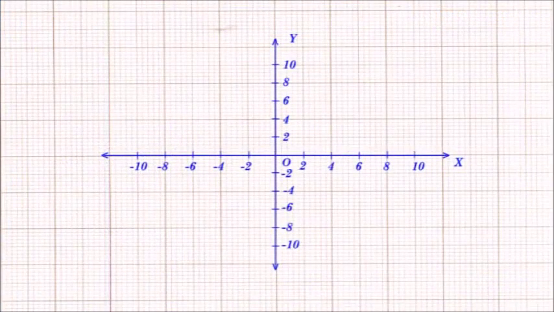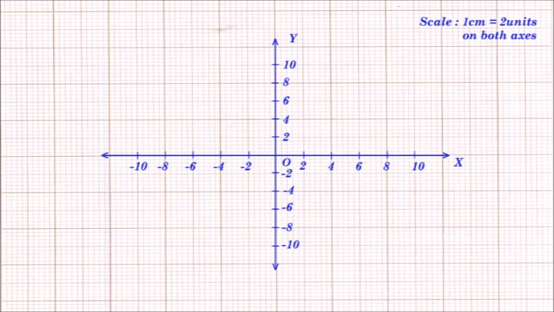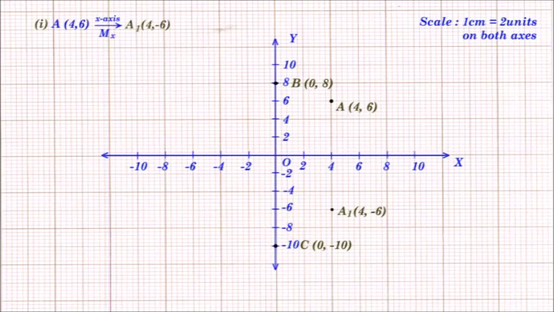We draw the x-axis and the y-axis. Now we mark the point A with coordinates 4, 6, B with coordinates 0, 8 and C with coordinates 0, -10. Now we are told that point A is reflected in the x-axis. So the coordinates of A1 will be 4, -6. Now also point A is reflected in the origin to get A2. So A2 will have coordinates -4, -6.